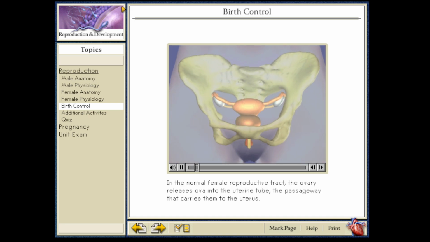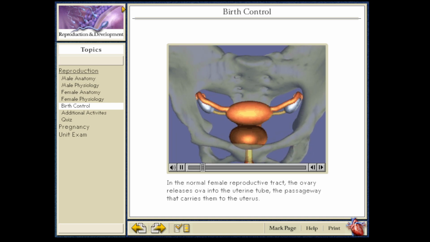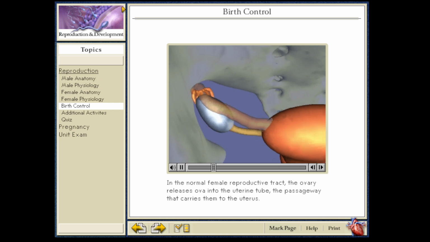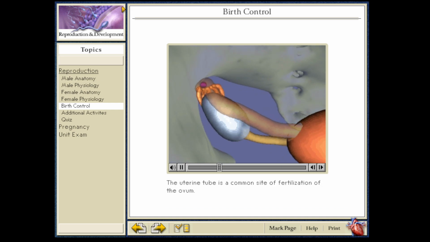In the normal female reproductive tract, the ovary releases ova into the uterine tube, the passageway which carries them to the uterus. The uterine tube is a common site of fertilization of the ovum.